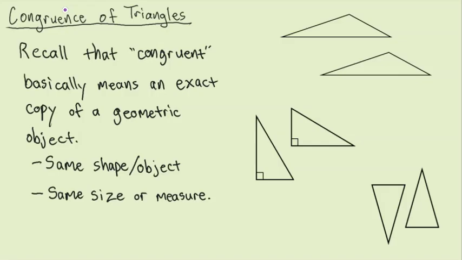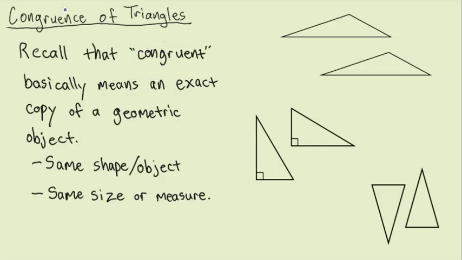Okay, so if you look at these triangles over here, here we have a triangle, an obtuse triangle, and here's another one that looks exactly like it. Okay, it looks like an exact copy of this one. If this triangle is an exact copy of this triangle, then these two triangles would be said to be congruent. Same thing for this triangle and this triangle, and the same for this triangle and this triangle. If they are exact copies of each other, then they are called congruent.